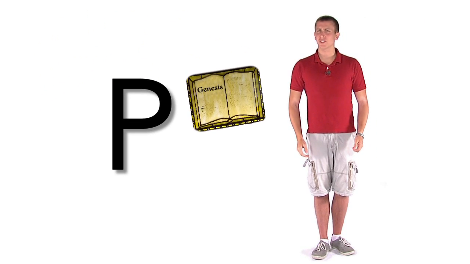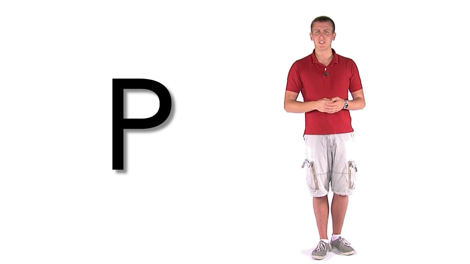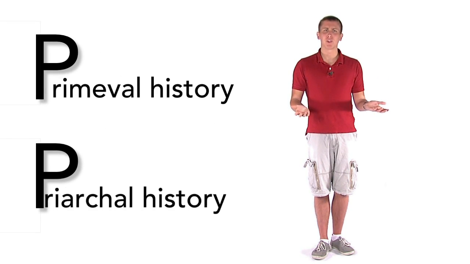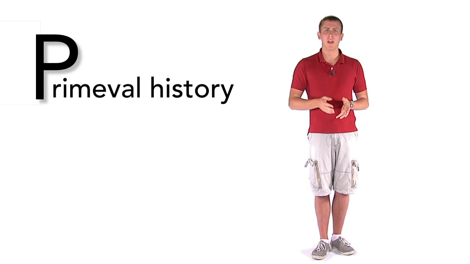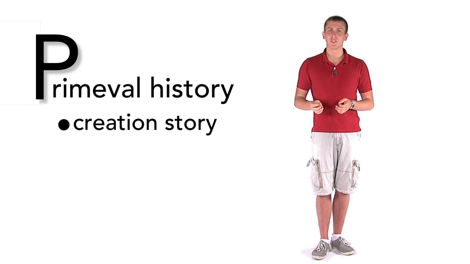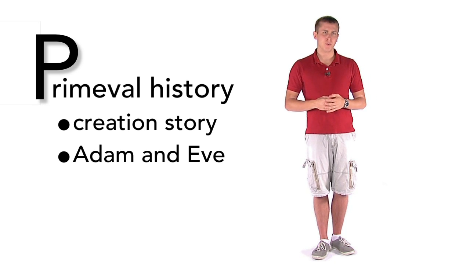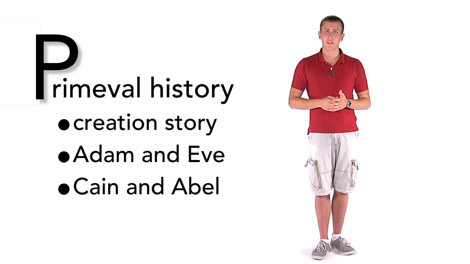Even the structure of Genesis revolves around the letter P. That's because Genesis divides neatly into two sections: Primeval History and Patriarchal History. The Primeval History portion of Genesis includes chapters 1 through 11. It contains the creation story in Genesis 1, the story of Adam and Eve in Genesis 2 and 3, and the story of Cain and Abel in chapter 4.